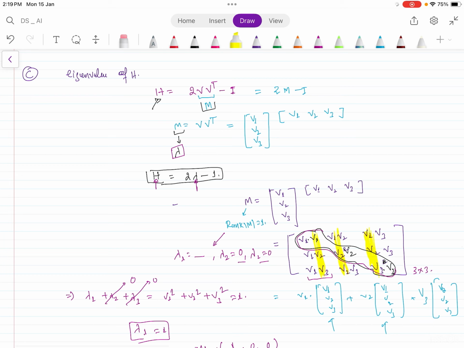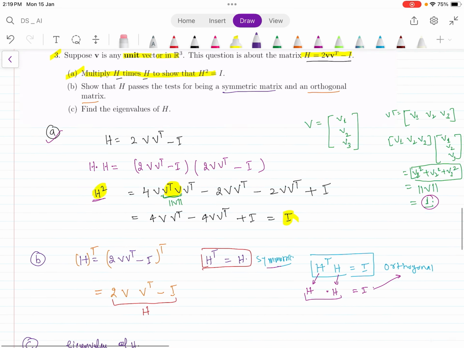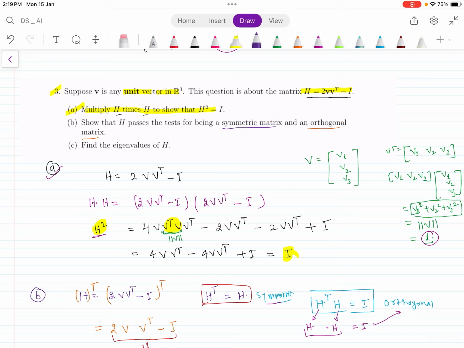Now if we have the eigenvalue lambda of matrix M, we can find the eigenvalue of matrix H. That will be 2 times lambda 1, that is 2 minus 1, that is 1; when lambda is equal to 0, it is minus 1; and when lambda is again 0, that will be again minus 1. So the eigenvalues of this matrix H will be 1, minus 1 and minus 1. Okay, that solves our question, this part C.